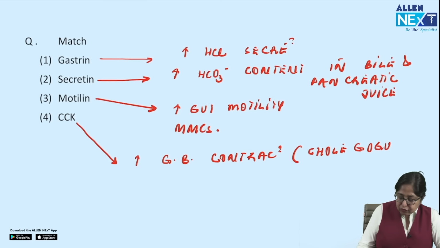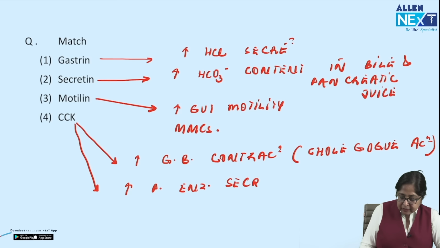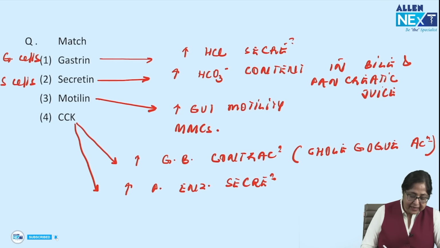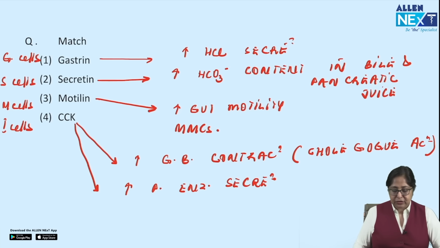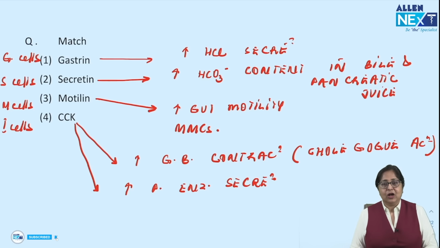It also increases pancreatic enzyme secretion. Gastrin is secreted by the G cells in the antrum, secretin by the S cells in the upper small intestine, motilin by the M cells, and CCK by the I cells. So I think it should have been hormones and their actions.